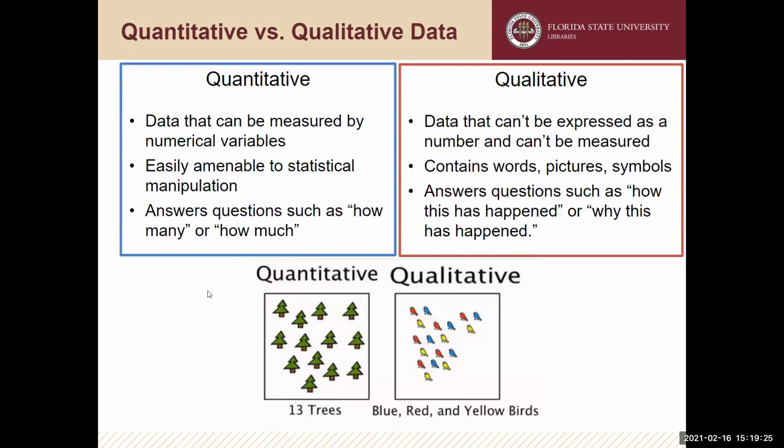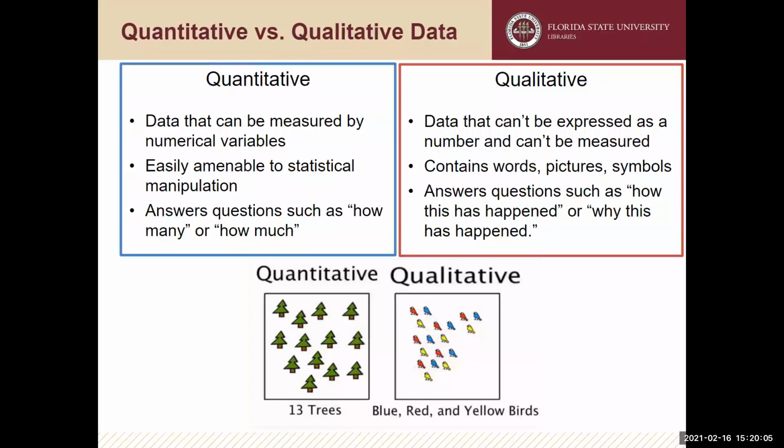So as I mentioned before, the two highest level categories of data would be quantitative and qualitative data. Quantitative data is data that can be measured by numerical variables. It's easily amenable to statistical manipulation. And it answers questions such as how many of something or how much of something. Examples of those could be how many trees in a given area, a score on a test or an exam, the temperature in the room, etc.